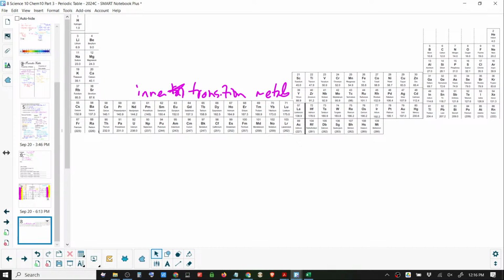That's the actual periodic table, and that shows the repeating properties. But because we want to save space, we put it down below.